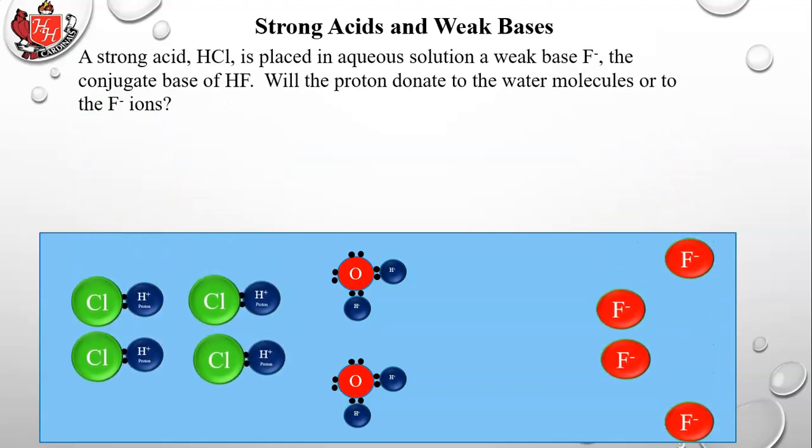Now we're going to look at a strong acid with a weak base. The fluoride ion is a weak base. It will weakly attract protons from water molecules. But what happens when you put it in solution with a strong acid? A strong acid, HCl, is placed in aqueous solution with a weak base of F-, the conjugate base of hydrofluoric acid, HF. Will the proton donate to the water molecules or to the fluoride ions? So we know that a strong acid, HCl, will 100% of the time dissociate to those two water molecules right there. The question is, which would it prefer, the water molecules or the fluoride ions over on the right?